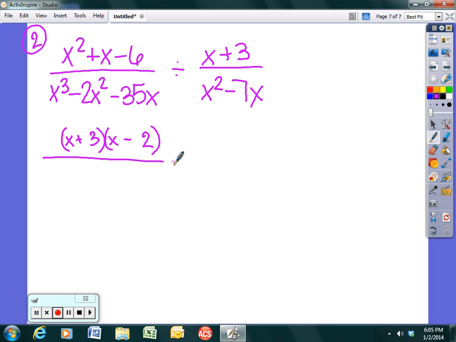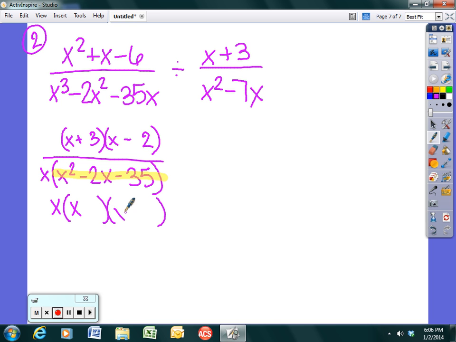Now, in the denominator, notice that there's an x in each term. So we can factor an x out. When we factor x out, we're left with x squared minus 2x minus 35. This trinomial can be factored down to a binomial pair. So when we factor it, we're left with x and then two binomials. X is the first term. Factors that multiply to give me 35 but add or subtract to give me 2 would be 7 and 5. 7 is going to be negative, 5 is going to be positive.